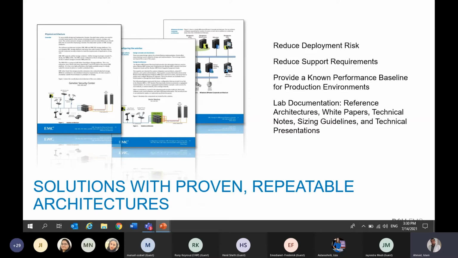And of course, the reference architecture and the white paper are available for you, so it will help you in the design process. This kind of validation is not an abstract thing, it's a practical thing you can use. Starting from the design, you can use the reference architecture, the white paper, and the sizing guideline to support your design. And even after that, it will reduce your support requirement and your deployment risk.